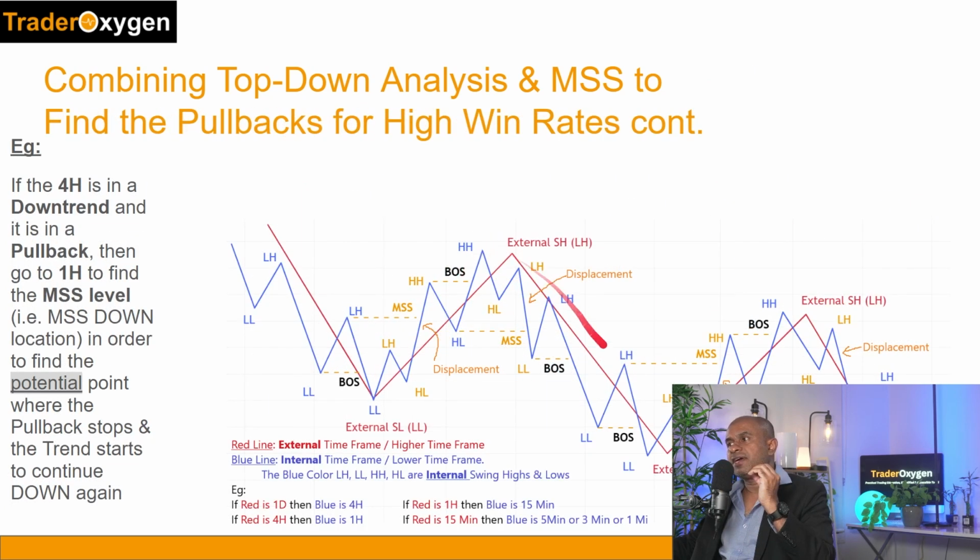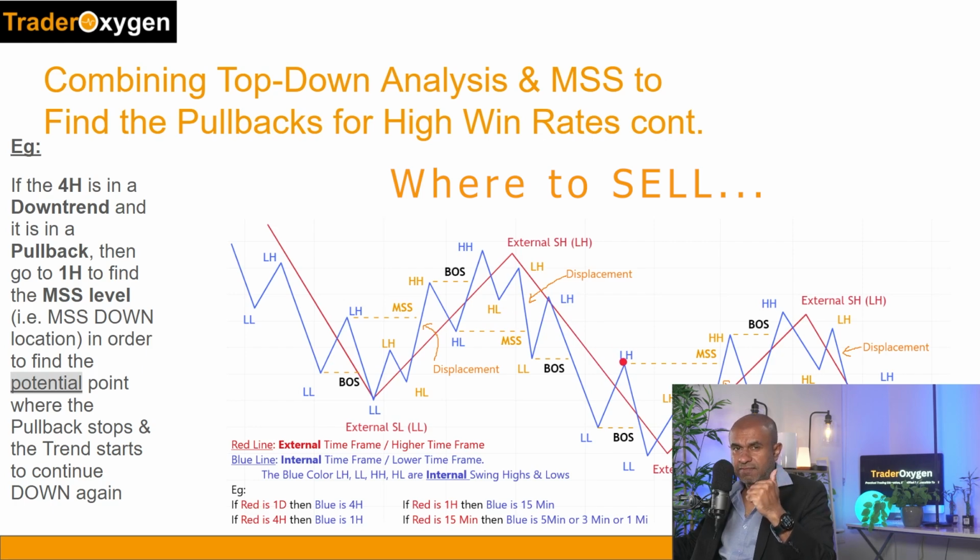Let's say the 4-hour is in a downtrend, and now let's say the 4-hour is in a pullback. So now you don't sell in the pullback. What you do is go to the 1-hour and look for a market structure shift, and after the market structure shift, you can start selling in these locations. Okay, let's see what's next.